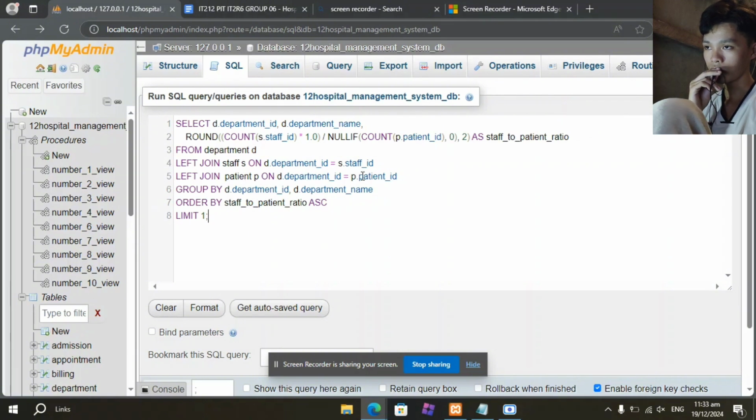Then GROUP BY department ID and department name, ORDER BY staff to patient ratio, and we're going to use LIMIT 1.